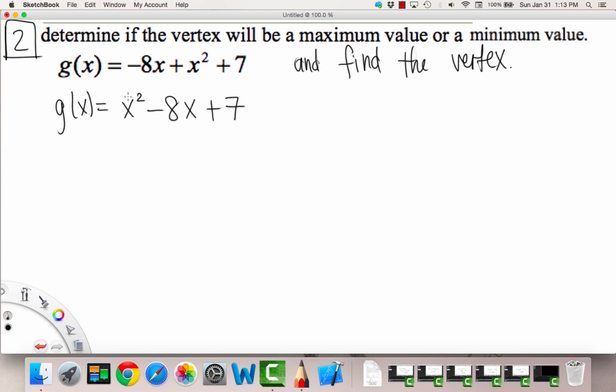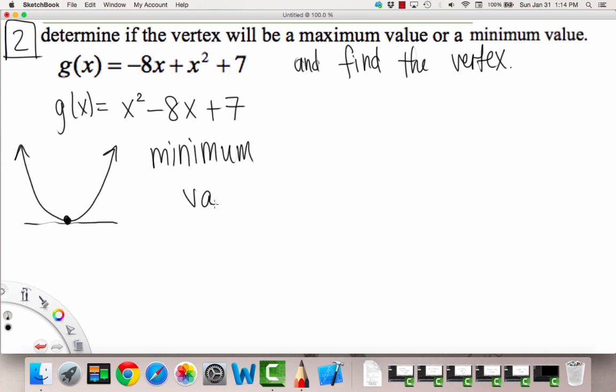And then we're supposed to determine whether it will be a maximum value or a minimum value on our graph. So we see that our x squared has a coefficient of positive 1, or a plus 1. So that means it'll be facing upward like a U, up like a cup, right? So in this case, whatever our vertex is right here, that will be a minimum value. That's the lowest we can go, right? So it'll be a minimum value. So now our job is to figure out what is the vertex.